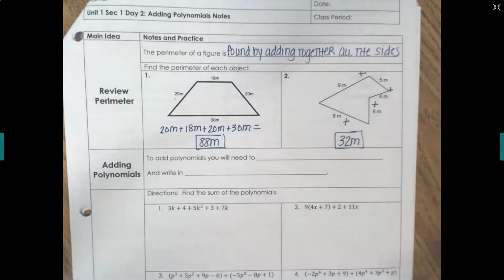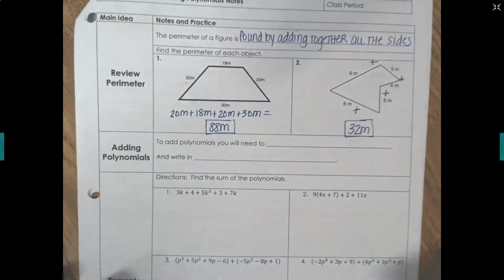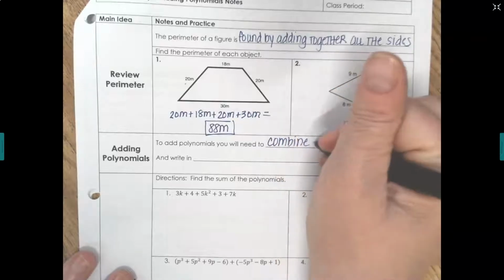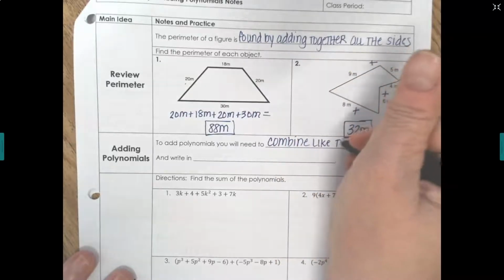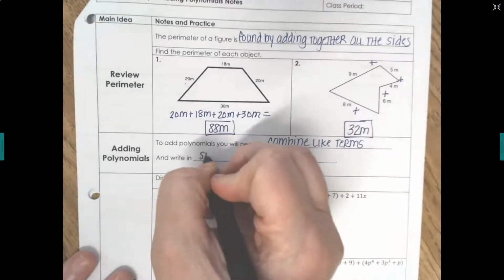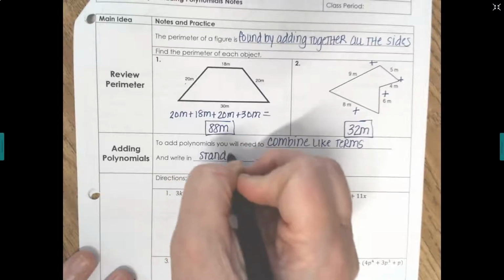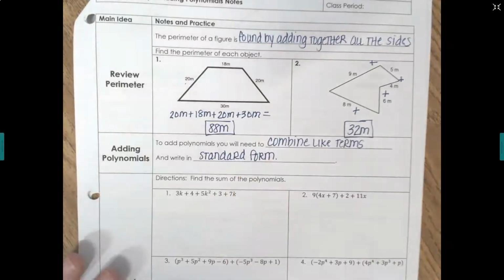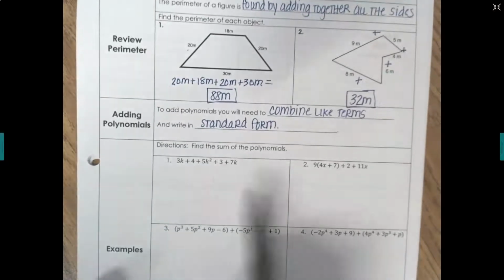Okay, when we're going to add these polynomials together, there's a couple things we need to remember. We discussed this in the previous lesson. We need to combine like terms, and we need to be sure to write our final answer in standard form. So you want to be sure to combine like terms and write your answer in standard form. So when we're adding, that just means we're following what the signs are telling us to do. So let's take a look at our first one.